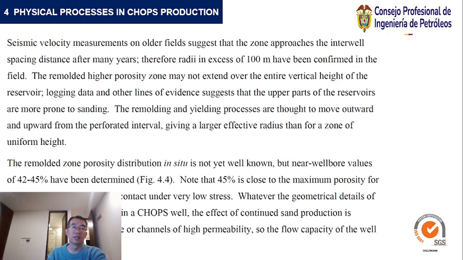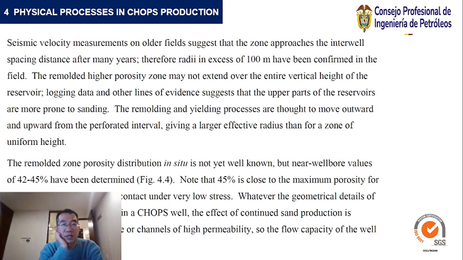Seismic velocity measurements on other fields suggest that the zone approaches the well spacing distance after many years. Therefore, radii in excess of 100 meters have been confirmed in the field.